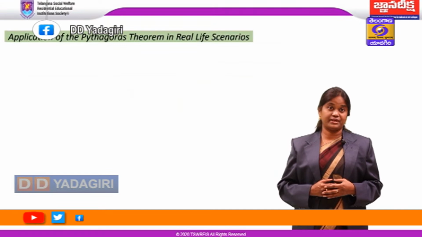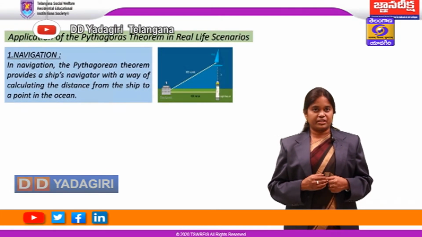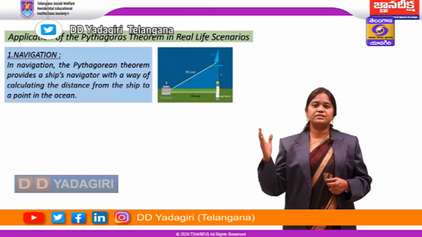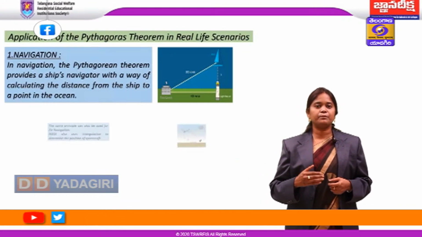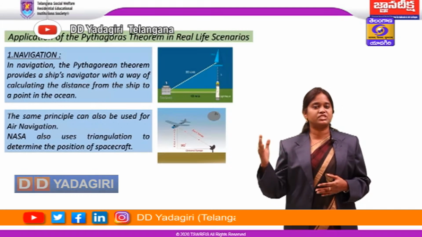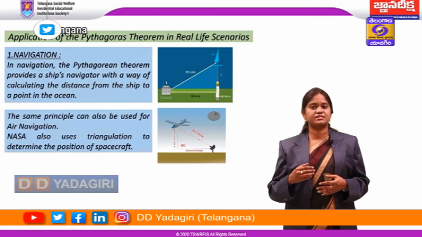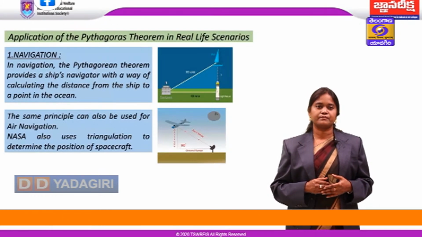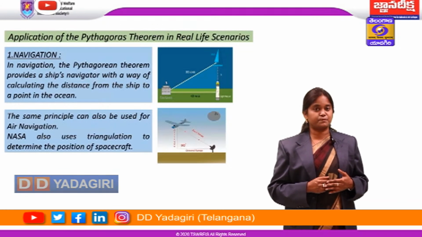Applications of the Pythagoras theorem in real life scenarios. The first one, navigation. In navigation, the Pythagorean theorem provides a ship's navigator with a way of calculating the distance from the ship to a point in the ocean. The same principle can also be used for air navigation. For instance, in this picture, a plane can use its height above the ground and its distance from the destination airport to find the correct place to begin a descent to that airport. Do you know, even NASA also uses triangulation to determine the position of spacecraft.